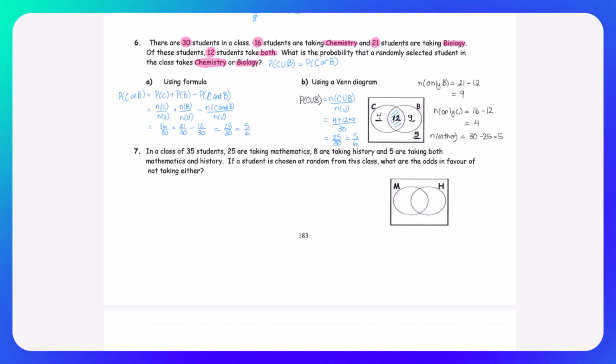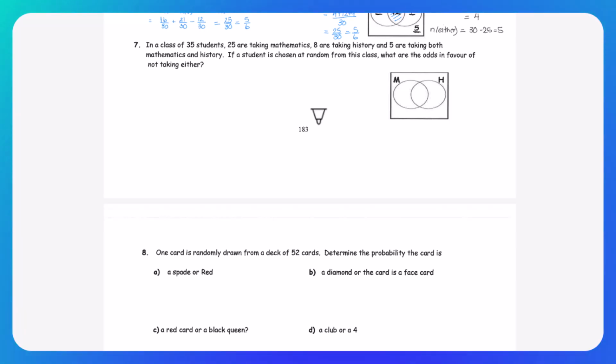And number 7. In a class of 35 students, 25 are taking mathematics, 8 are taking history, and 5 are taking both. And so that's that class of 35. If a student is chosen at random, what are the odds in favor of not taking either? So we have to be really careful with that word, not taking either.